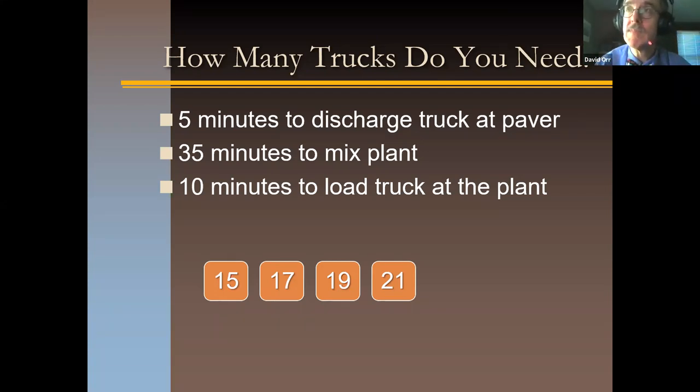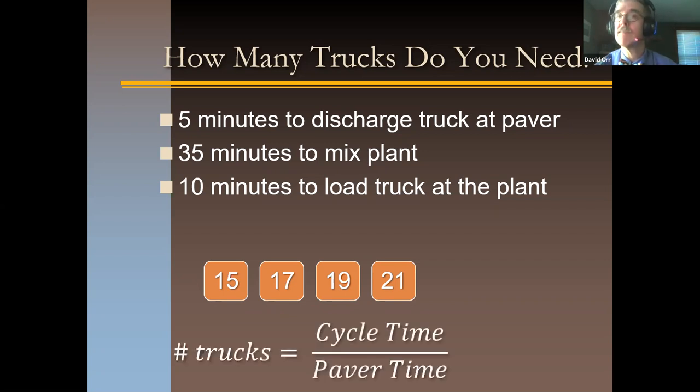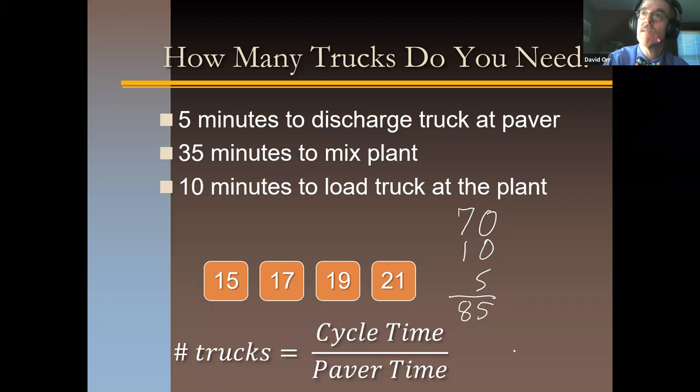Well, there's an easy way to do it. All you got to do is calculate the cycle time and divide it by the paver time. So in this case, it's a 70-minute round trip to get to the plant. And I've got 10 minutes at the plant, and I've got 5 minutes at the paver. So that's an 85-minute cycle time. Okay? And I'm at the paver for 5 minutes. So if I divide 85 by 5, that equals 17. Did everybody get 17? I hope so. So the calculations say 17.